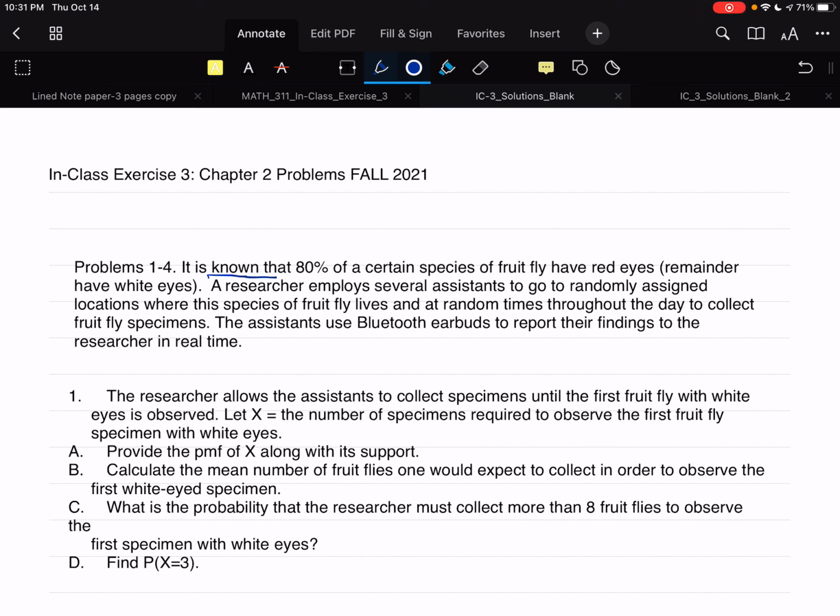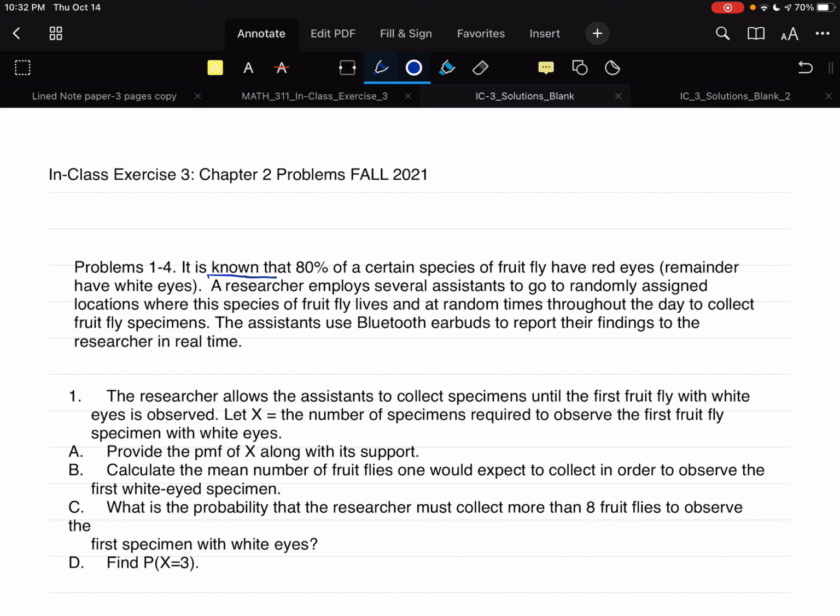So I had to devise this system of doing different types of samples to emulate the different distributions that we studied, the discrete distributions. So we have this researcher that's in charge of randomly selecting fruit flies from the entire population. So again, this is not very practical, but this is the situation to make it fit these different distributions, at least approximately. So this researcher has several assistants, and they are randomly assigned to different locations and at different times throughout the day, throughout the population of this fruit fly, and where these fruit flies live or exist. And the assistants are using Bluetooth technology to stay in touch with each other and with the researcher so that we have information in real time. Of course, this is very unlikely in actuality, but it could occur.